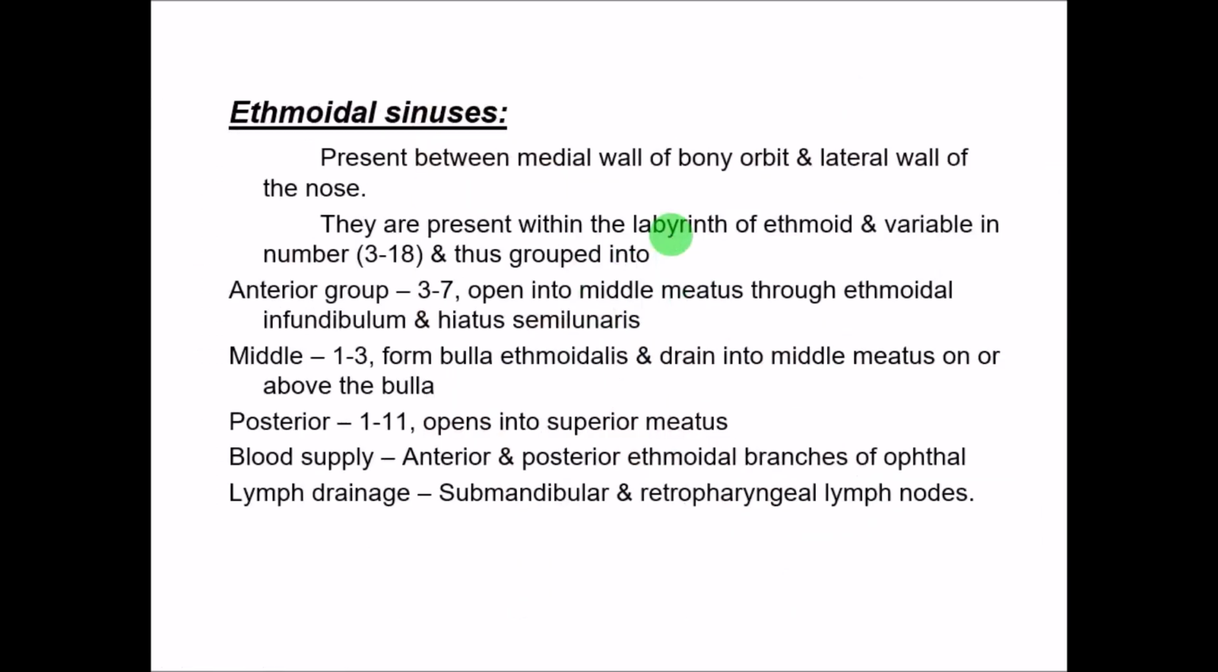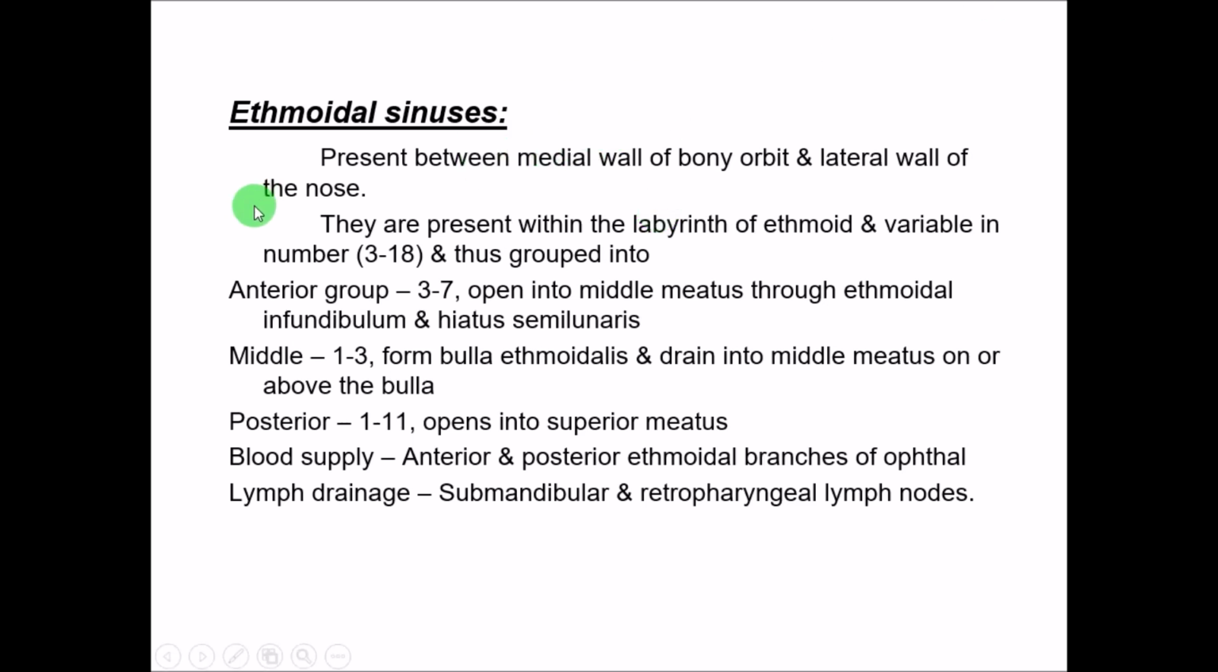Okay. So present between the medial wall of the bony orbit and lateral wall of the nose. These are the ethmoidal air sinuses. They are present within the labyrinth of the ethmoid bone and variable in number, between 3 to 18, and thus they are grouped into anterior, middle and posterior groups. Within each group they are multiple. They are not just 3, but more than 3.